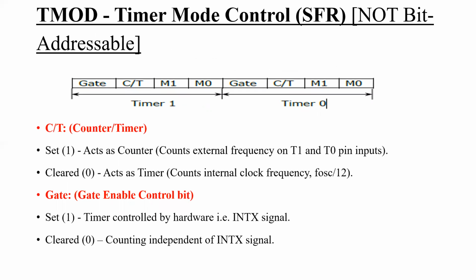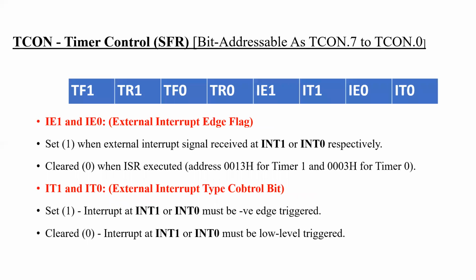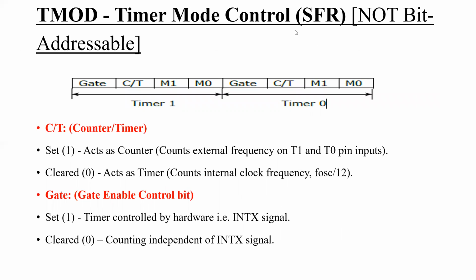So we need timer zero, and it should operate in mode 1. The lower 4 bits are for timer 0 and the higher 4 bits are for timer 1. If timer 0 should operate in mode 1, the mode bits should be 0 and 1.